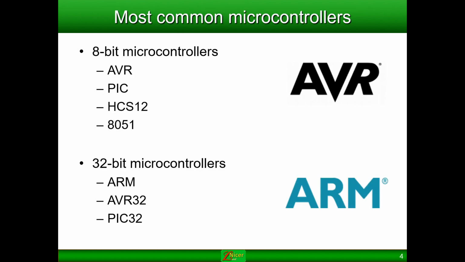So the most common microcontrollers are 8-bit microcontrollers that are produced by AVR, PIC, HCS12, 8051. These are the different companies that produce them. And the 32-bit microcontrollers are produced by ARM, AVR 32, PIC 32.